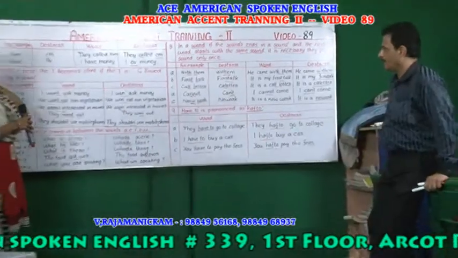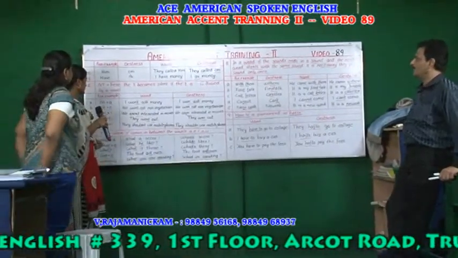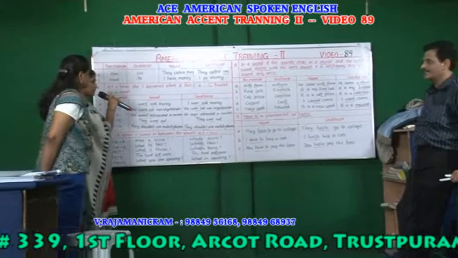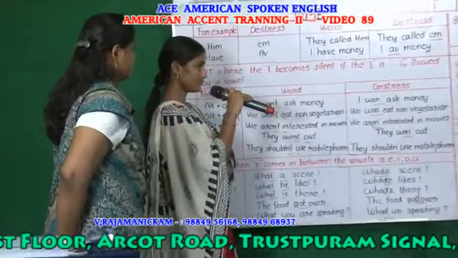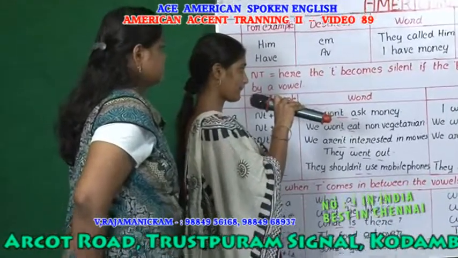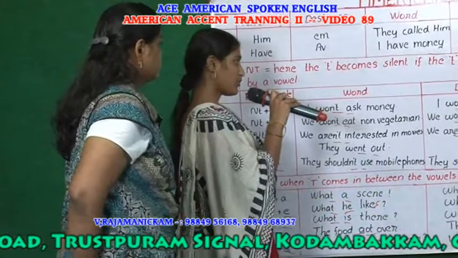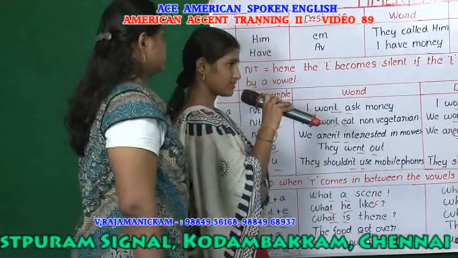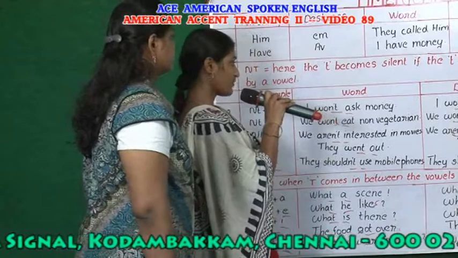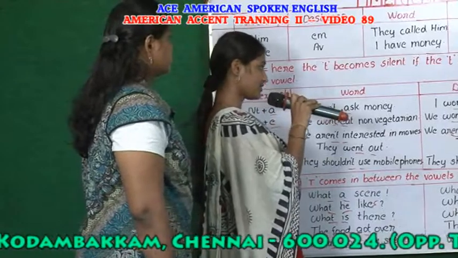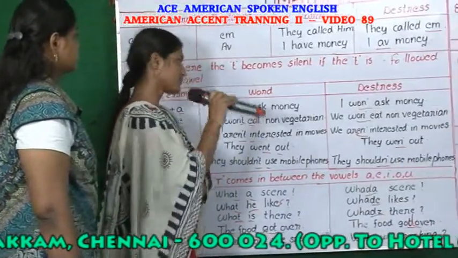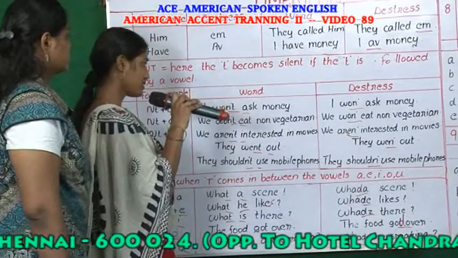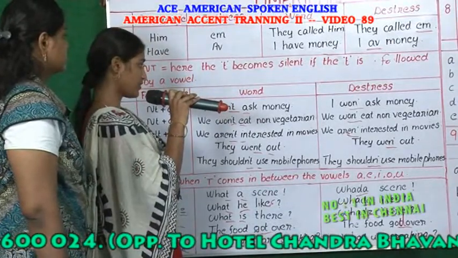Okay, how do you say, I won't ask money? I won't ask money. You have to stress on money. Yes, we won't eat non-vegetarian. Yes, next. They aren't interested in movies. We aren't interested. They aren't interested in movies. Next. They went out. Next. They shouldn't use mobile phones.